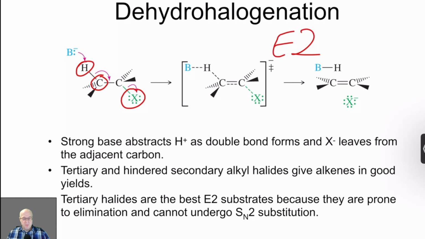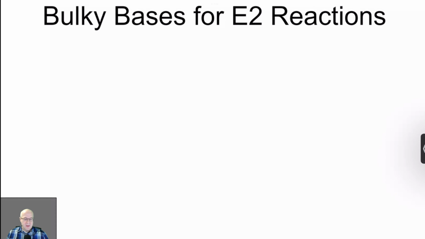Tertiary halides are the best E2 substrates because they do not give SN2. So remember that from the chemistry of SN2: tertiary things do not undergo SN2 due to steric hindrance of backside attack. So in order to do an E2 and to prevent an SN2, you have to use bulky bases.